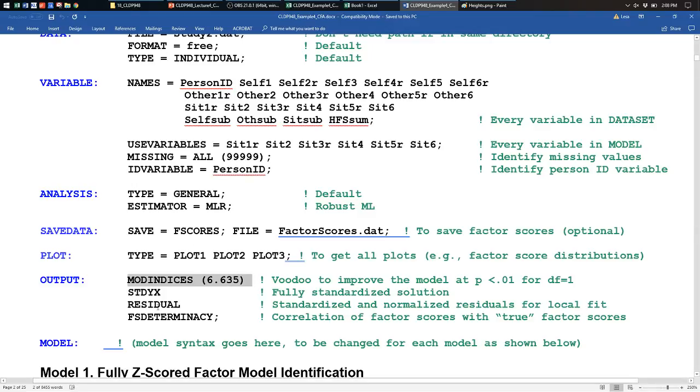This residual option right here, this is what gets you your normalized residuals so that you can figure out where the holes are in your predicted covariance matrix, where the discrepancies are.